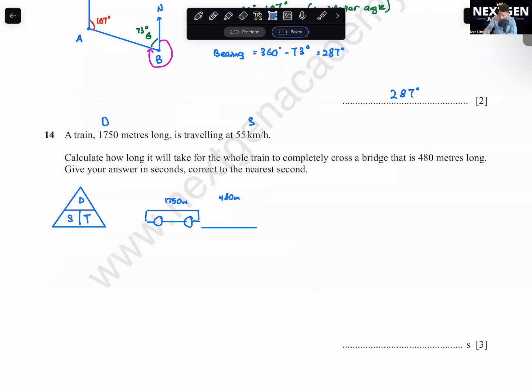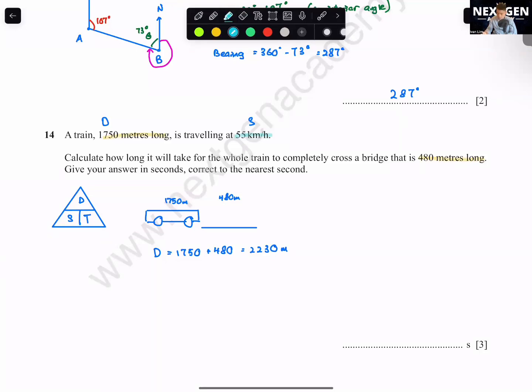Let's write down the distance first. Distance is equal to 1750 plus 480, which is equal to 2230 meters. Look at the unit here.